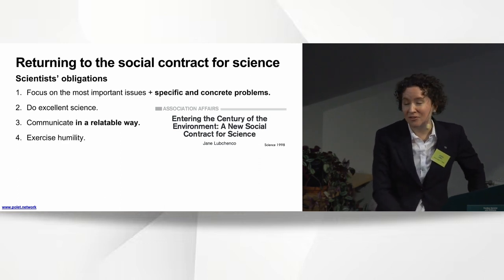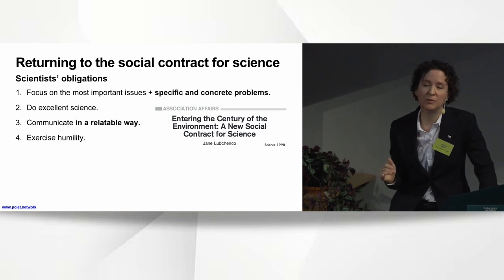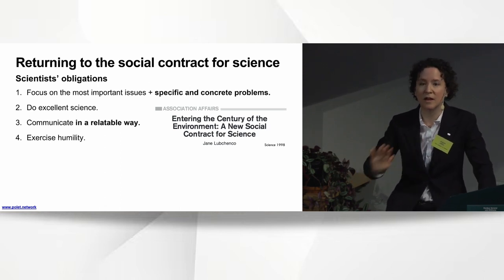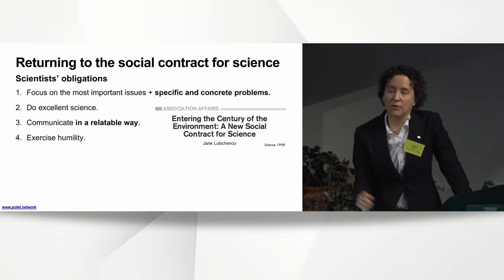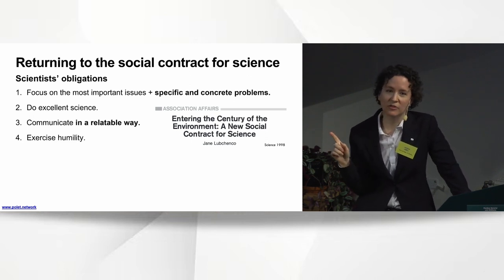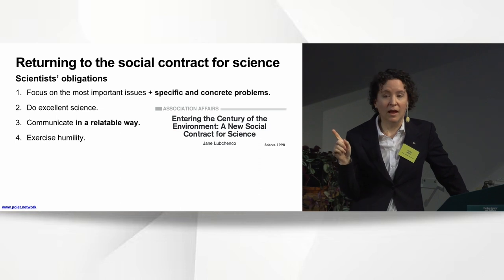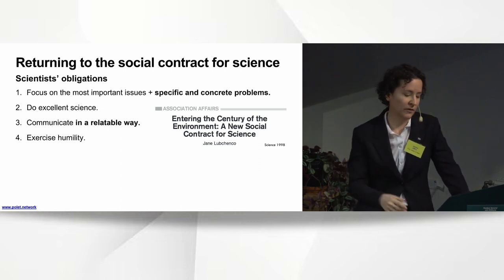The fourth is we need to do this while exercising humility. As Michael said this morning, we need to be prepared to say when we don't know. This is not a problem for science, this is a problem for society. Now, you may have noticed that this is a one-sided contract that I've presented. There are only obligations here for scientists. And in many ways, that's fair, because we are the privileged party in this contract.